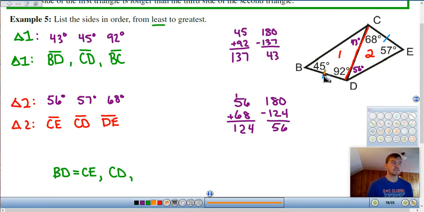You see, we notice that this side is the same as this side. This side is reflexively the same. But we can look at their included angle. For triangle 1, that angle is 92. For triangle 2, that angle is 68. So because 92 is bigger than 68, that means that BC is bigger than DE. And so now we have the order.